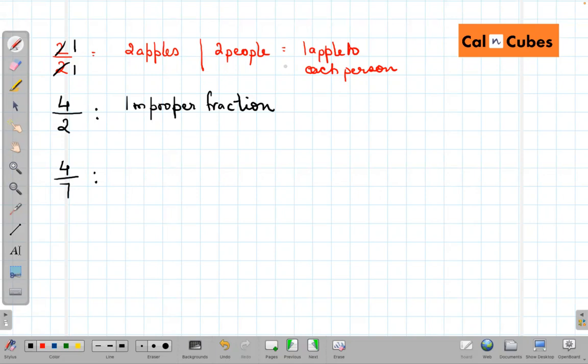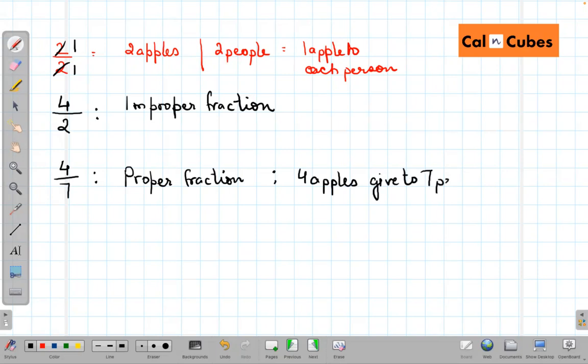Ma'am, it's proper fraction, ma'am. Yes, this is proper fraction. Because if you have 4 apples and you have to give them to 7 people, you have to cut all apples. Then only 7 people will have it, isn't it? Yes, ma'am. Next, 3 upon 5.